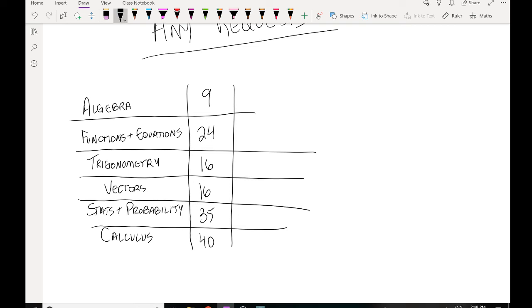So it's 9 hours for algebra, 24 for functions and equations, which includes all your logarithms, exponentials, quadratic stuff, the discriminants in that topic. It's kind of a mixed bag of things. Trig and vectors are 16 hours apiece. Stats and probability is 35. Calculus is 40. And if you look at that in total, you are looking at a measure of 140 hours.